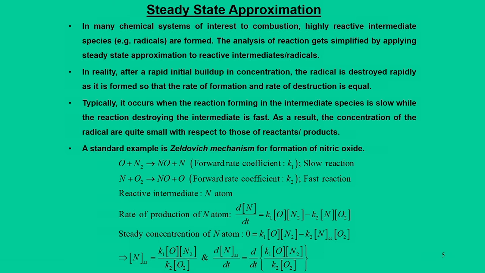So, normally if you have seen this, either elementary or global reactions, they are unsteady in nature. So, under what circumstances can we assume steady state conditions? What happens is that during the formation of a given elementary reaction, some of the radicals form. At the same time, those radicals also get destroyed.